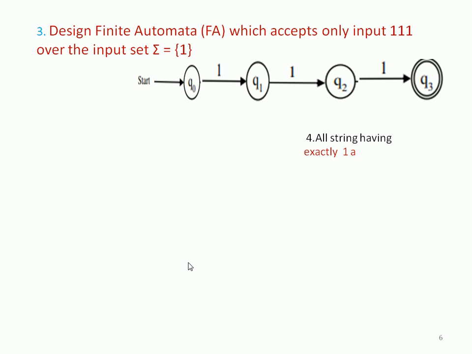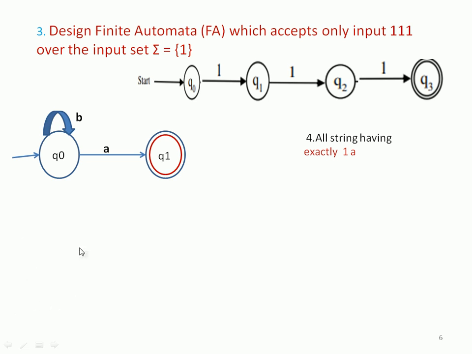Similarly, you can have one more machine that should accept all strings having exactly one A, right? Exactly one A. How can we construct that? Start with Q0, and give an input A. In this case sigma is equal to A, the input symbol is A. In the previous case sigma is equal to 1, that is, the input symbol is 1, right? So we can enhance our alphabet, and the input symbols are A comma B.